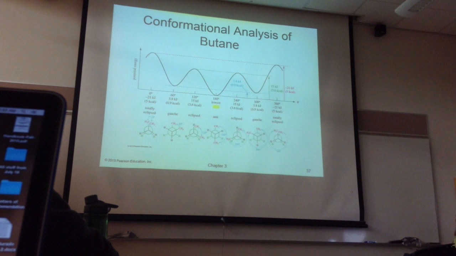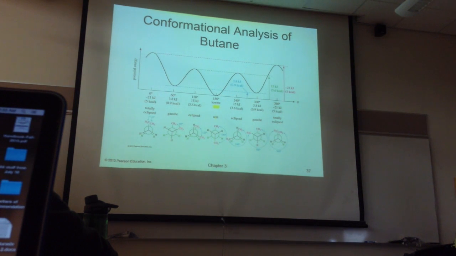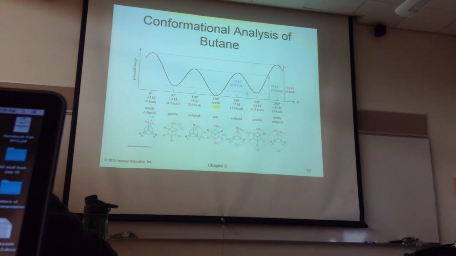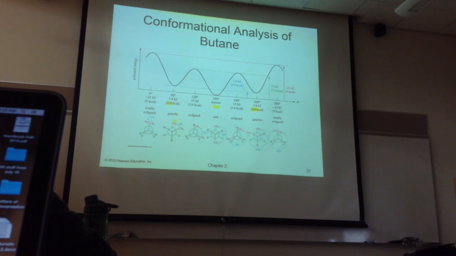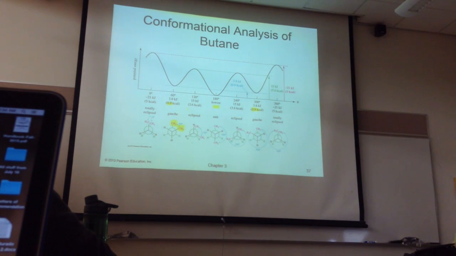Then 0 is when you have them as far apart as possible in the staggered, which is the anti. And then when you are gauche, even though you're far apart, there's a little bit of a steric here. This is called a steric, kind of like you're spinning right there. And that brings the energy a little higher.